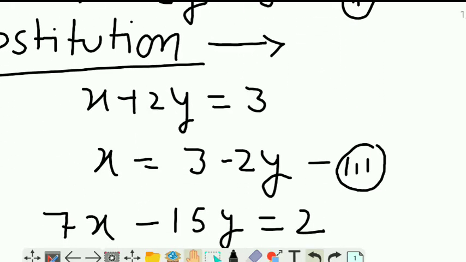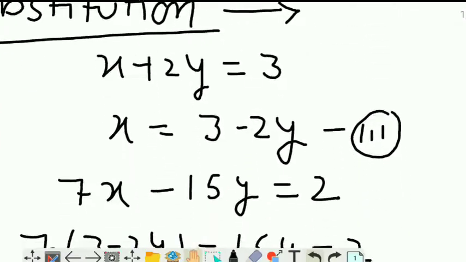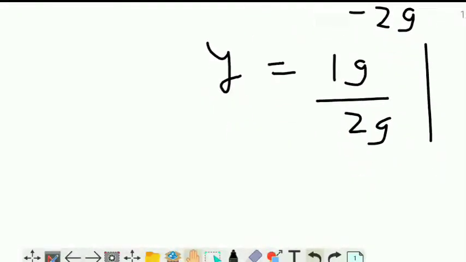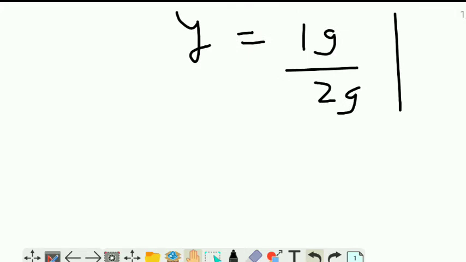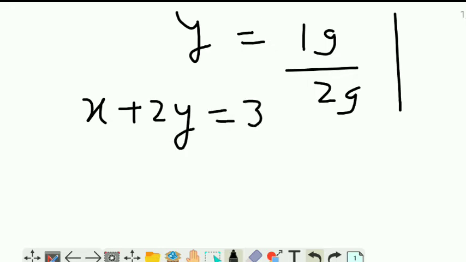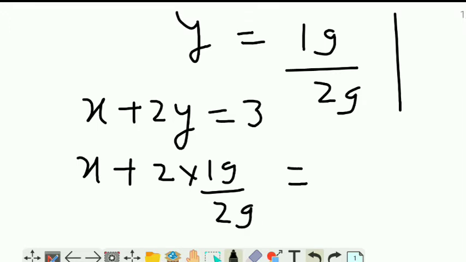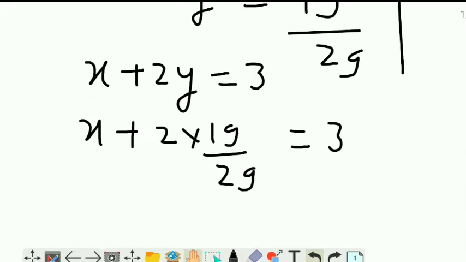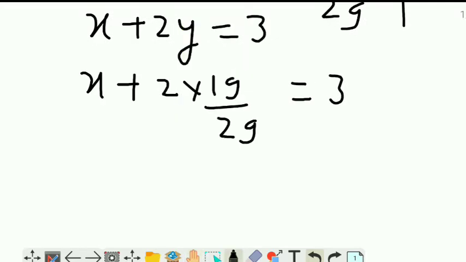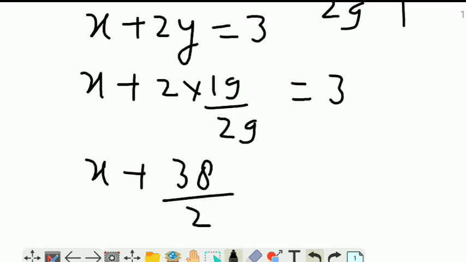So we are going to put the value of y in equation number 2, that is x plus 2y is equal to 3. So what is the value of y? 19 upon 29. So x plus 2 into 19 upon 29 is equal to 3. Okay. Now x plus 2 times 19 is 38 upon 29 is equal to 3.